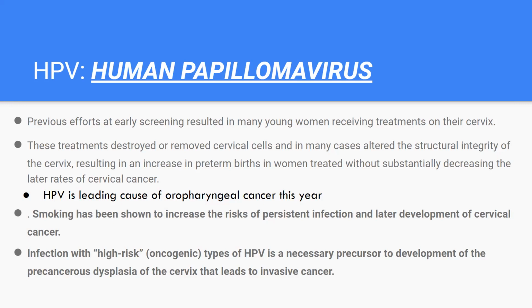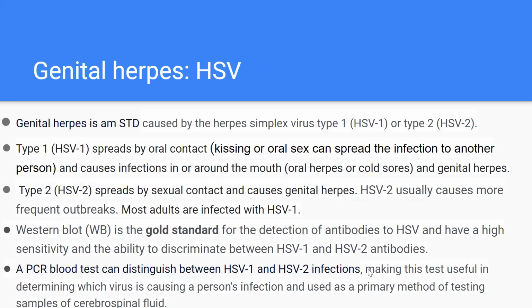So HPV is the leading cause of oropharyngeal cancer in 2022 and 2023. So pay attention to these keywords because you'll see these on exams. Another key point here is smoking shows increased risk for persistent infection and causes cervical cancer later on in their life. Remember, we talked about the oncogenic type of HPV, that's 16 and 18. It is the precursor for developing precancerous dysplasia, causing invasive cancer of the cervix.